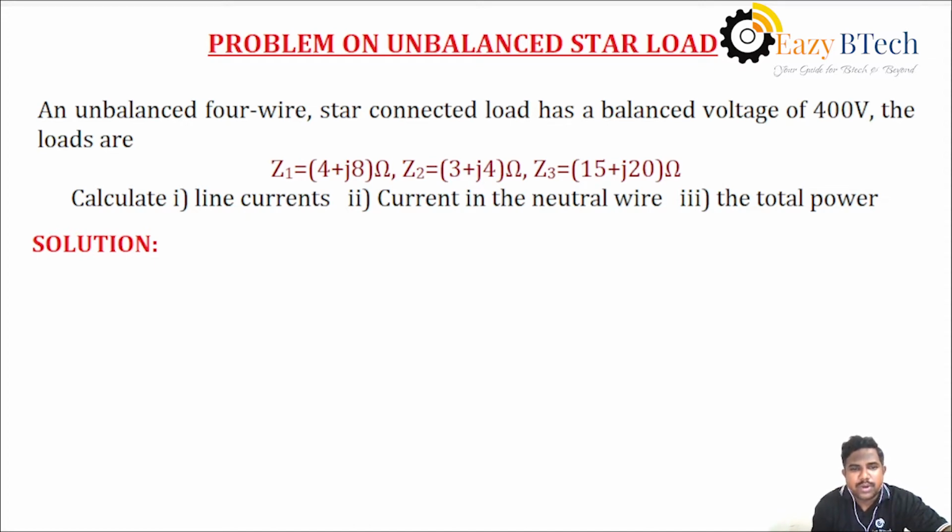I am considering an example problem. An unbalanced 4-wire star connected load has a balanced supply voltage of 400 volts. The loads are Z1 equal to 4 plus j8 ohms, Z2 equal to 3 plus j4 ohms, Z3 equal to 15 plus j20 ohms. Hence calculate the line currents, the neutral current, and the total power in the load.